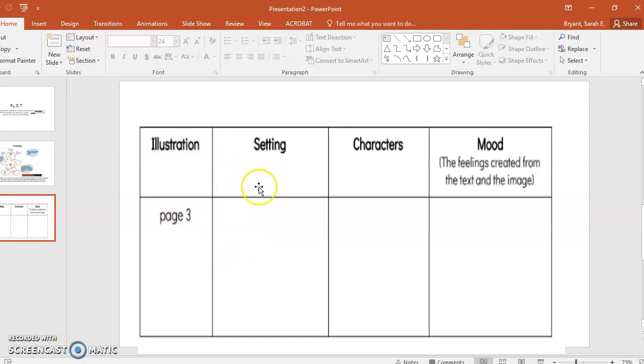So as we read today, think about those three things, and we will come back and fill in our chart after.